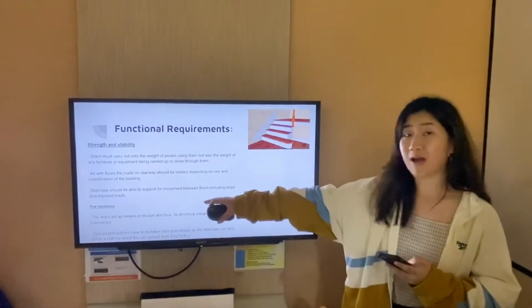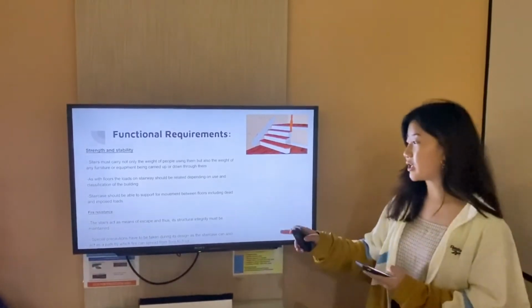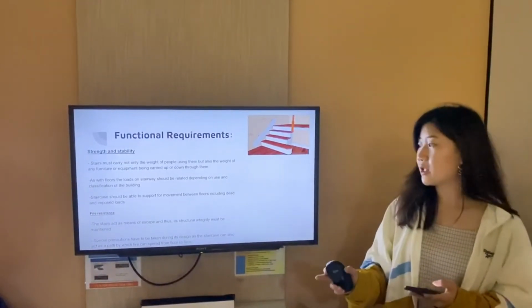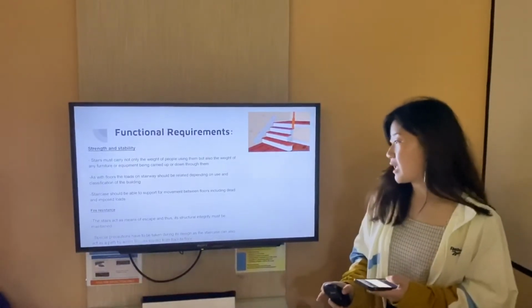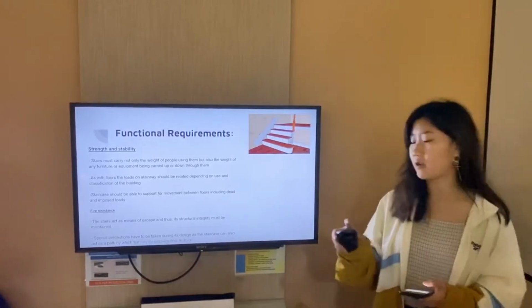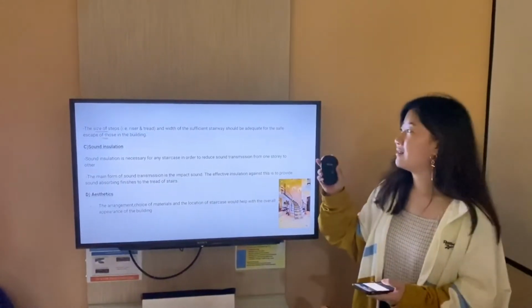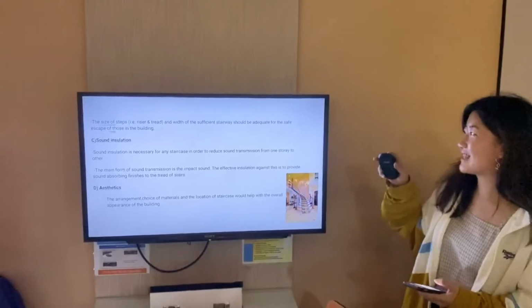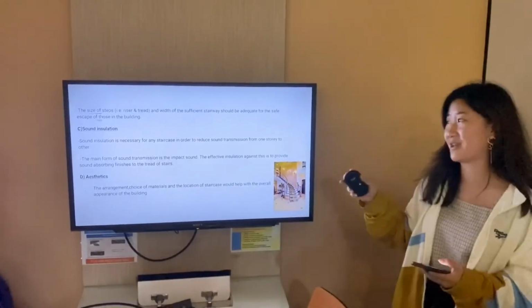They also must be fire resistant. The stairs act as a means of escape, and thus their structural integrity must be maintained. Special precautions have to be taken during design, as the staircase can also act as a path by which fire can spread from floor to floor. The size of steps, for example riser and tread, and the width of the stairway should be adequate for the safe escape of those in the building.